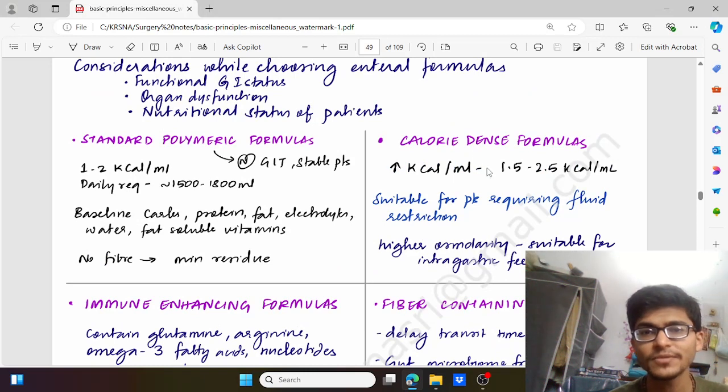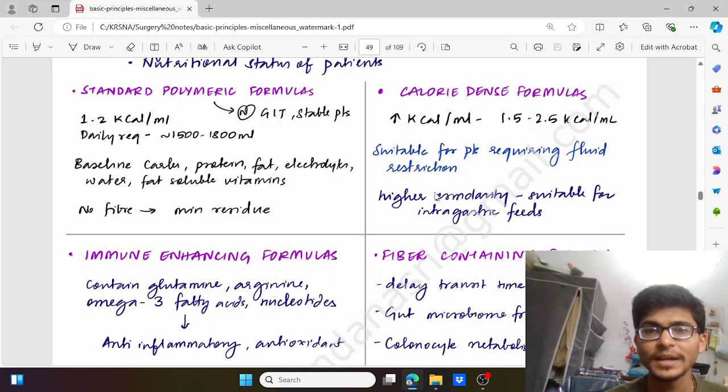Then we have the caloric dense formula, suitable for patients requiring fluid restriction. Here we have increased kilocalories per ml, around 1.5 to 2.5 kilocalories per ml. Higher osmolarity, so it is suitable for intragastric feeds.